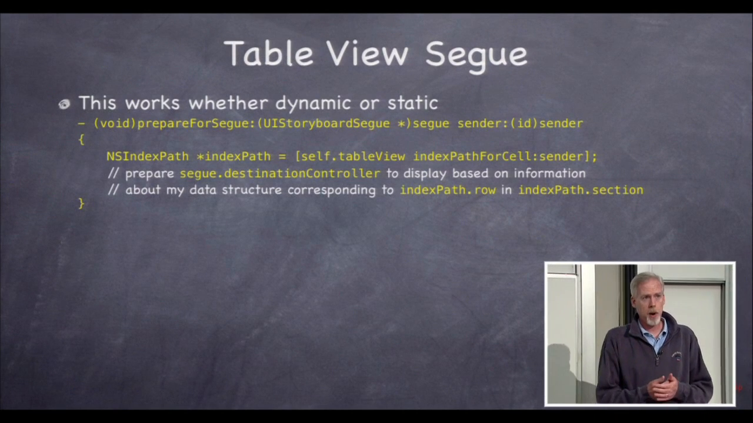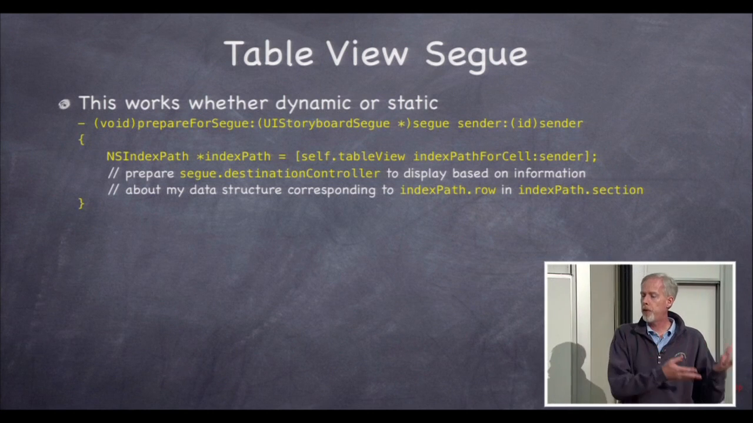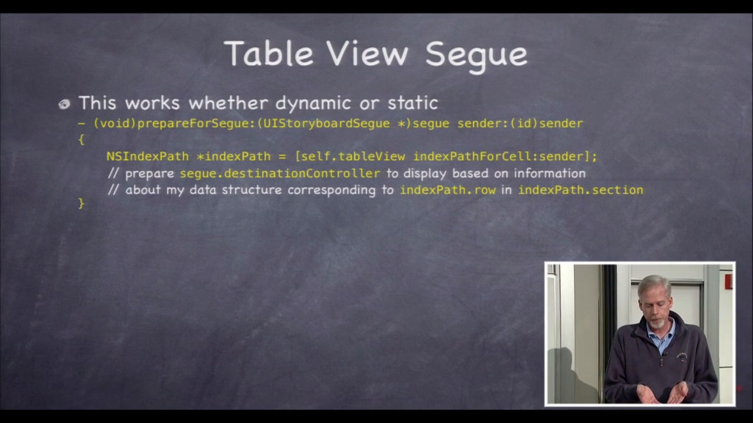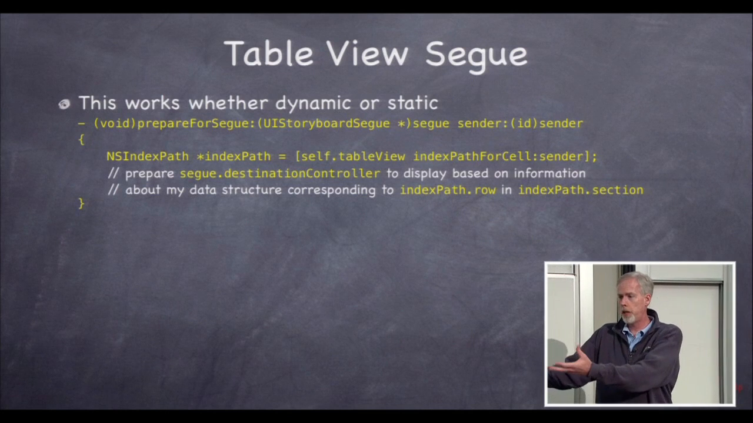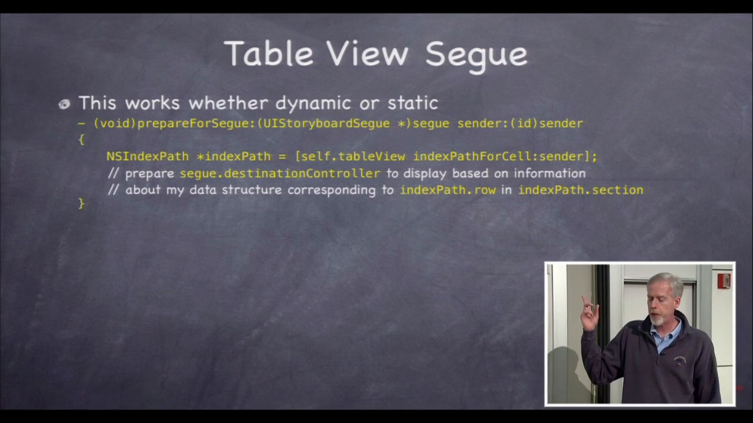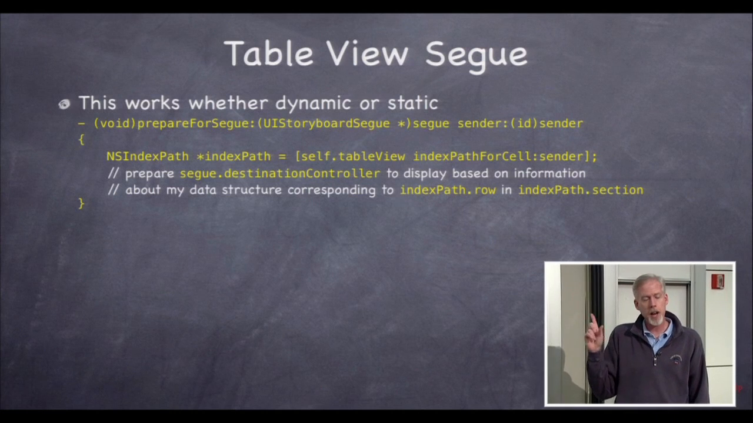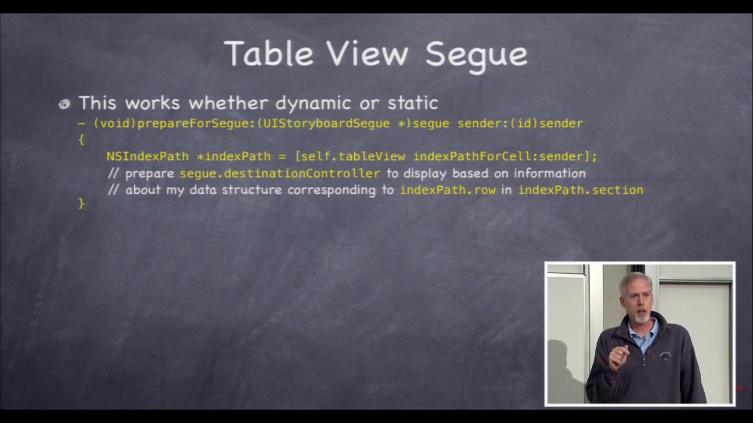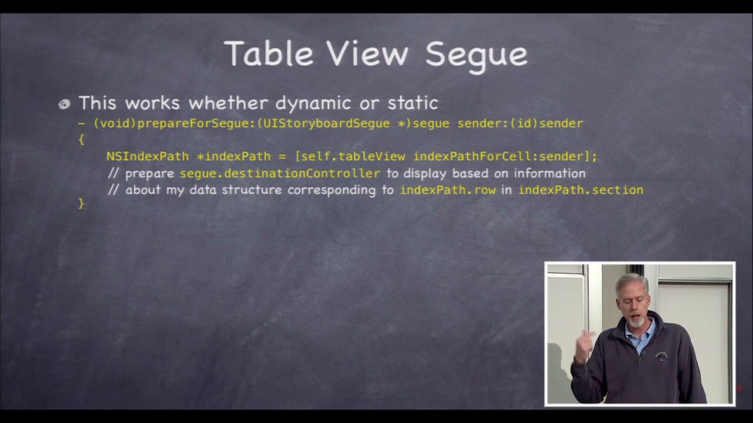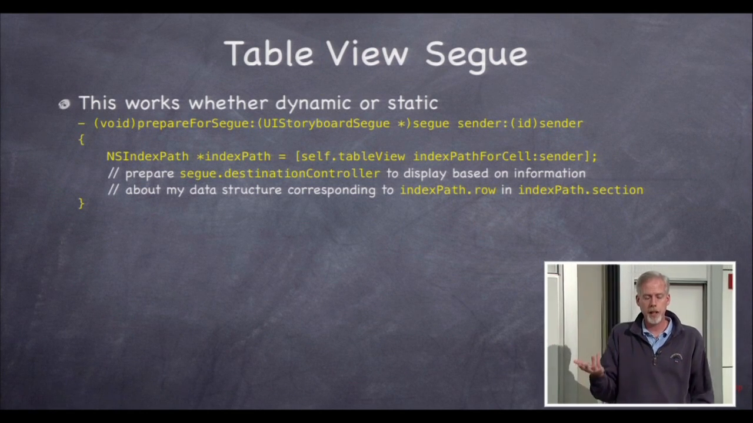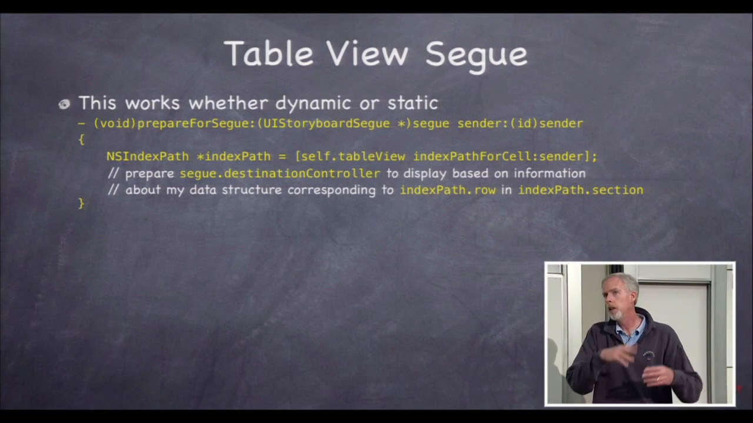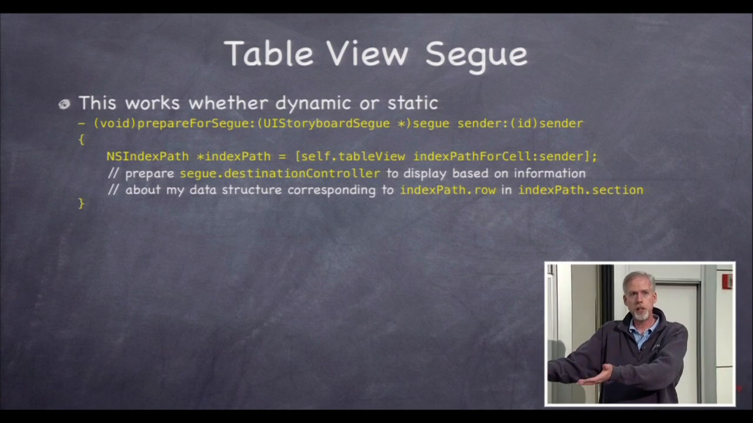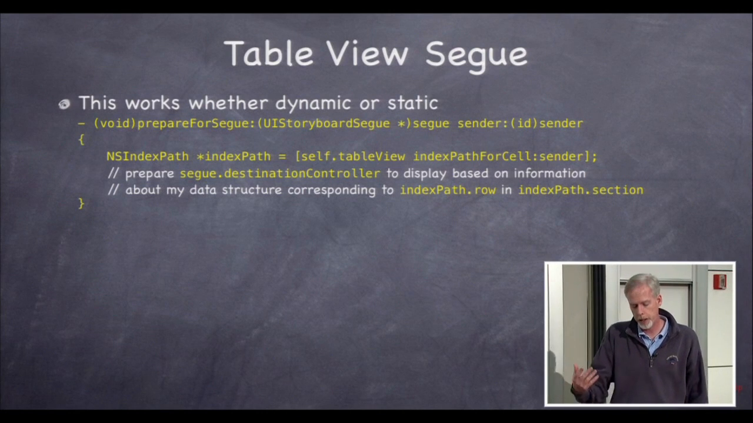When you prepare for segue, so you're doing a segue, prepare for segue is going to be sent to your table view controller, because you have to prepare whatever you're segueing to. Usually you're going to use the method indexPathForCell because the sender in prepare for segue is going to be the cell, the UI table view cell that the person clicked on. So you get the index path, go look in your model what data needs to be passed to the thing you're segueing to based on what row is picked. Off you go.